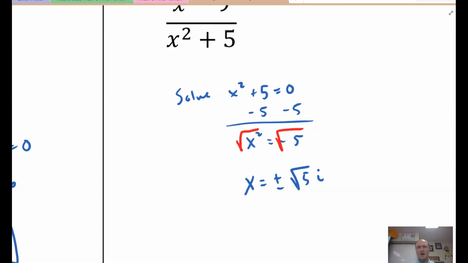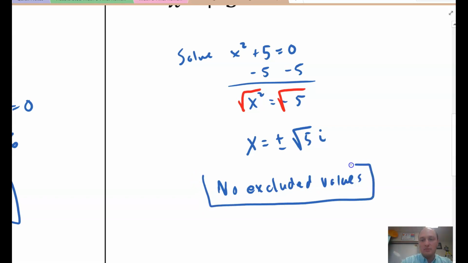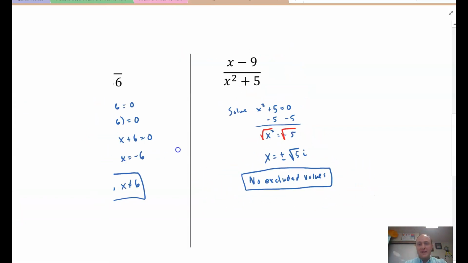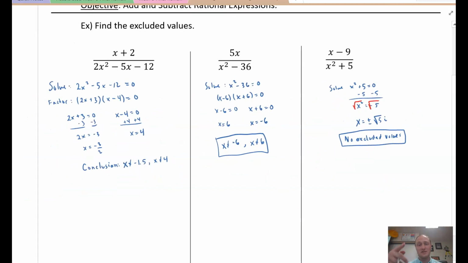So I have imaginary restricted values. What does that mean? It means there are no excluded values. The domain of this expression would be all real numbers. That is excluded values, plain and simple. Take the denominator, set it equal to 0, solve. Anything that comes out as a solution, you throw it away.